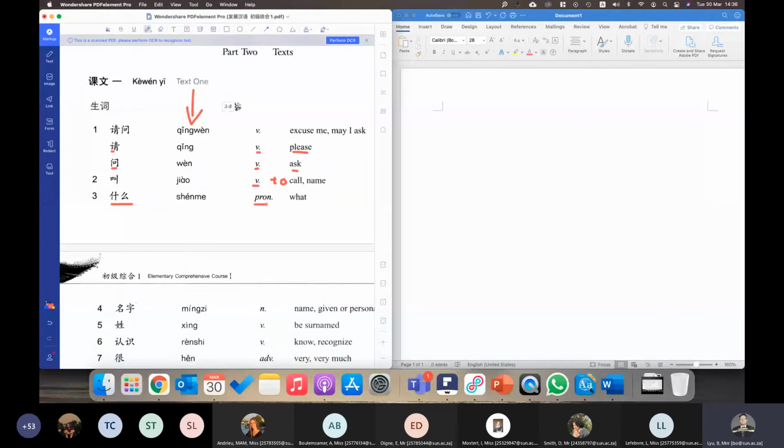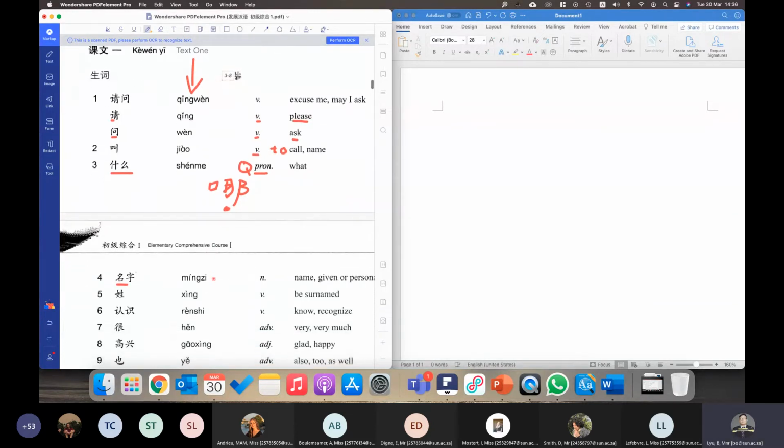什么, again, a question pronoun. We learned the question pronoun 哪 from lesson 2. If you still remember, 你是哪国人? 哪 means which. 什么 means what. 名字: actually, 名字 is your name.